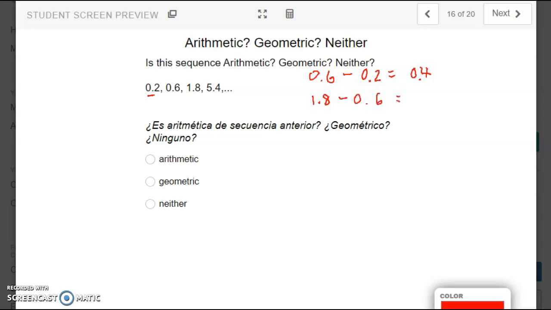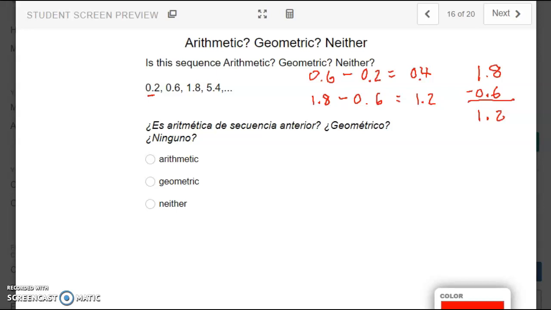Okay, and that's going to be 1.2. Remember, subtracting decimals, you need to line up the decimal point. So you are subtracting like this. 8 minus 6 is 2. 1 minus 0 is 1, so it's 1.2. Notice that the difference is different: 0.4 and 1.2. We don't even have to check the third one because it has failed the common difference test. So I know that it is not arithmetic.